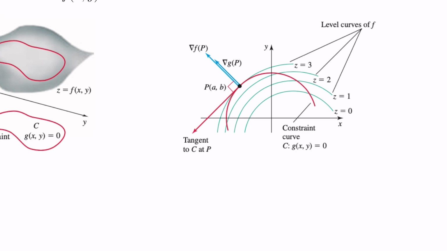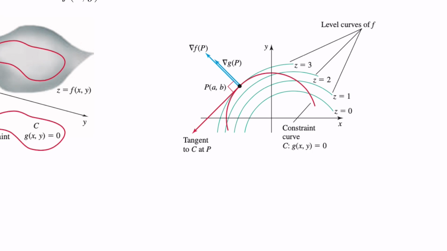We know that at any point P equal to a comma b on the level curve of f, the line tangent to the level curve at P is orthogonal to the gradient vector, the gradient of f evaluated at a comma b. I show this using this vector. The figure also suggests that the line tangent to the level curve of f at P is tangent to the constraint curve C at P. This observation implies that the gradient of f evaluated at a comma b is also orthogonal to the line tangent to the curve C at the point P equal to a comma b. So the gradient of the function is not only orthogonal to the tangent of the level curve at the point of consideration, it is also orthogonal to the line tangent to the curve C at that point.